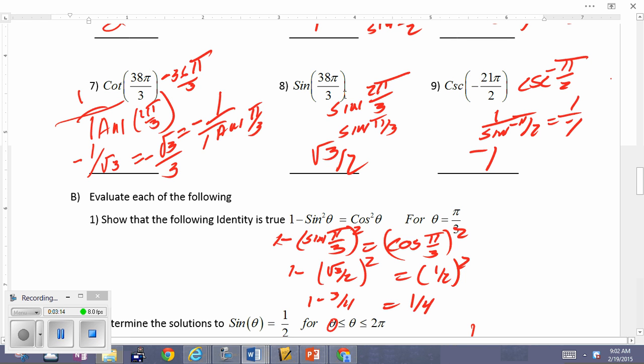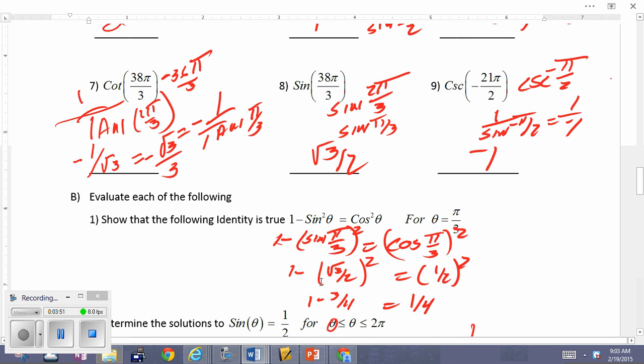38 pi over 3, same reference, 2 pi over 3, sine's positive, that's second quadrant. Pi over 3 is the reference angle, radical 3 over 2. Cosecant of negative 21 pi over 2, of course, I'm going to back that out by adding up some values to make that negative pi over 2, which is on the negative y-axis. And it's 1 over sine. 1 over negative 1 is negative 1.